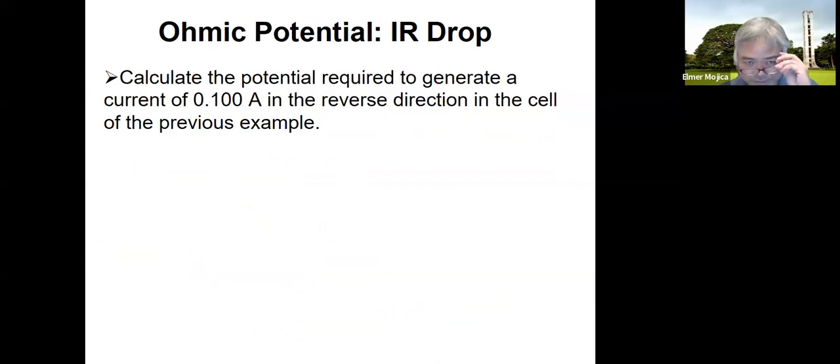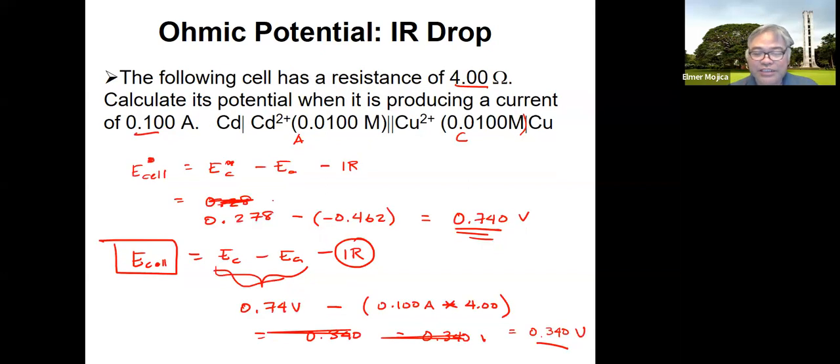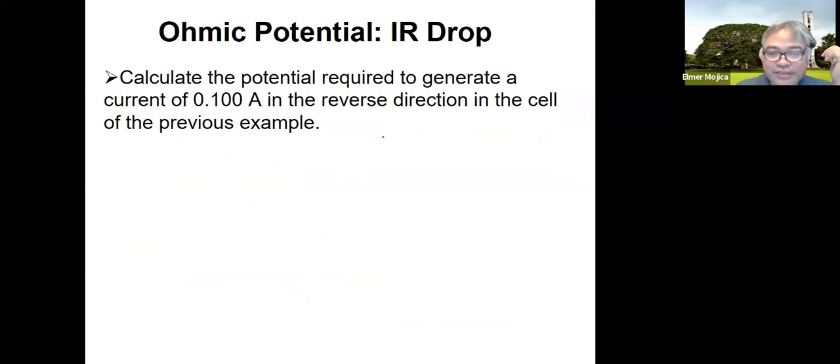And then I have another one. Calculate the potential required to generate a current of 0.1 ampere in the reverse direction of the cell of the previous example. So this one is reversed. What do you expect here? Initially, what do we have here? 0.740, right? So that means when we look at the potential here, that will be negative 0.740. Am I right?